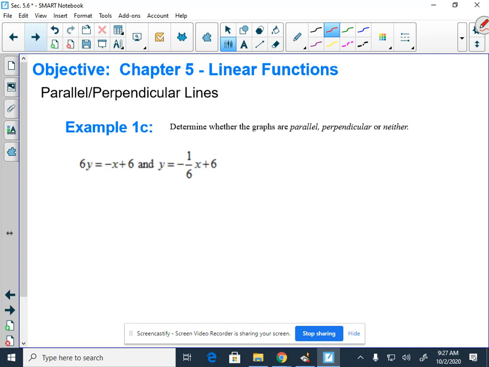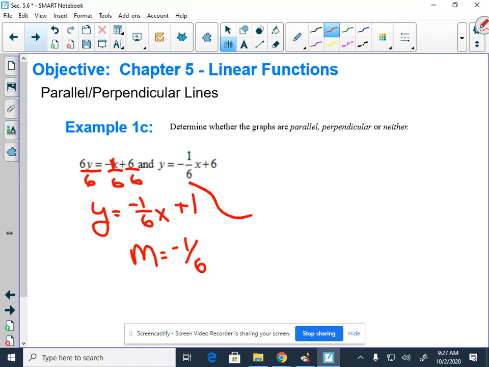To get y by itself, what will we need to do in the first equation? Divide by 6. Good. So, y equals negative 1/6 x. And you're like, where'd the 1 come from? Remember, there's always a 1. So here, m is negative 1/6. On this one, m's already there, and it is negative 1/6.